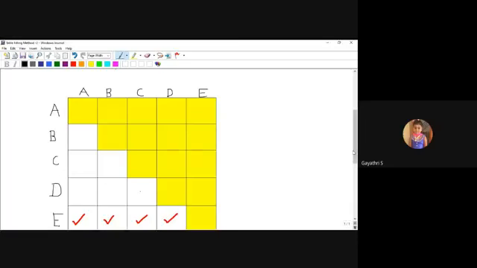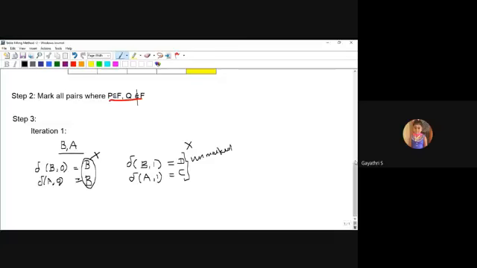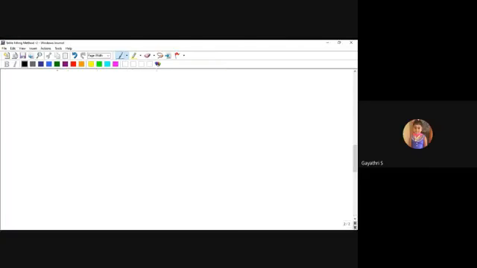Then C comma A. The next is C comma A, the same thing. Based on your given DFA, you are going to calculate del of C comma 0 and del of A comma 0. Next, del of C comma 1 and del of A comma 1.